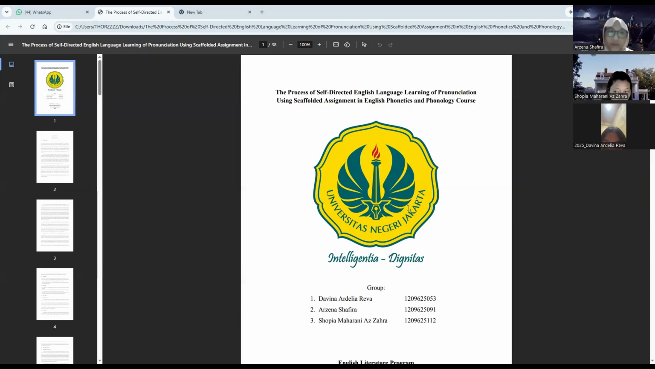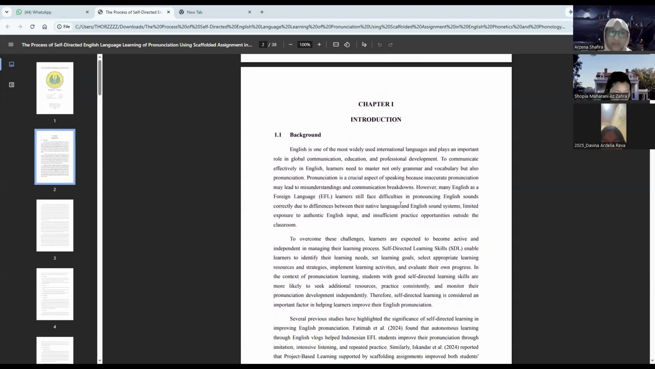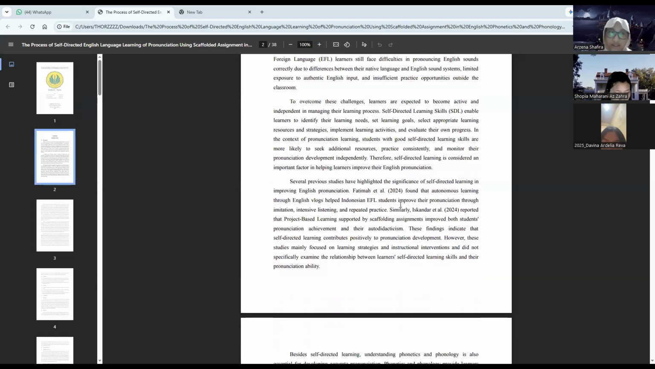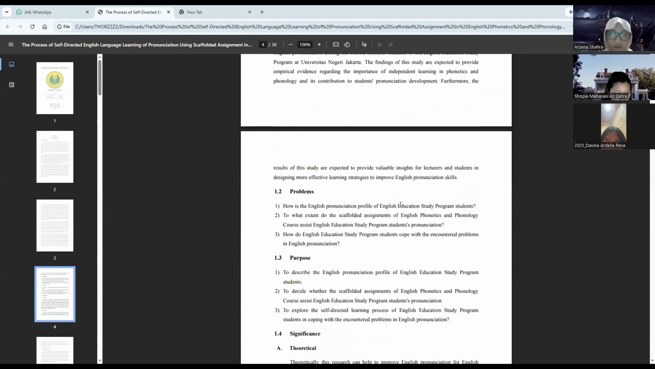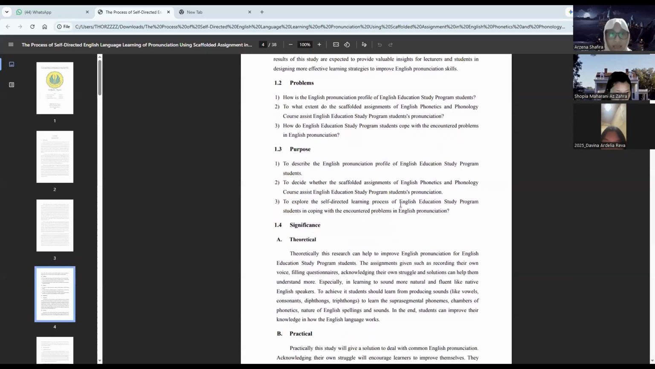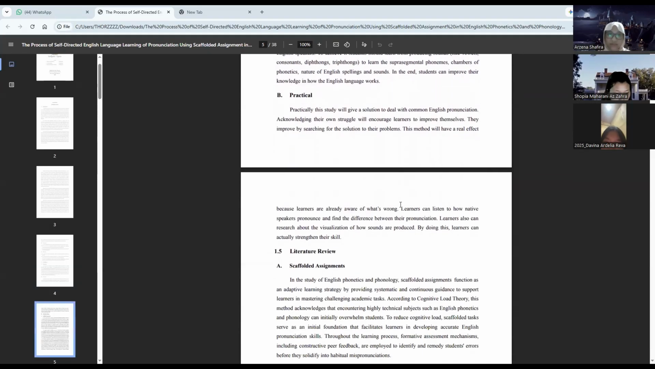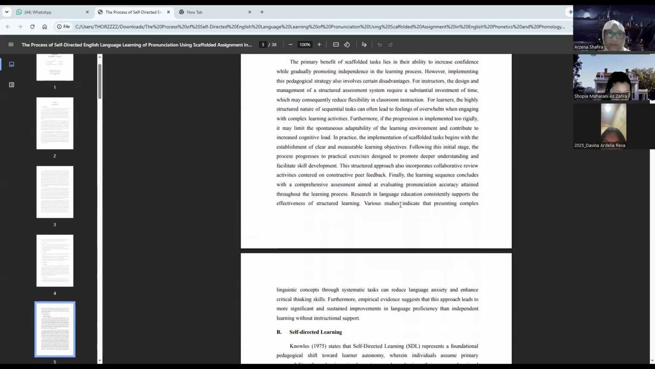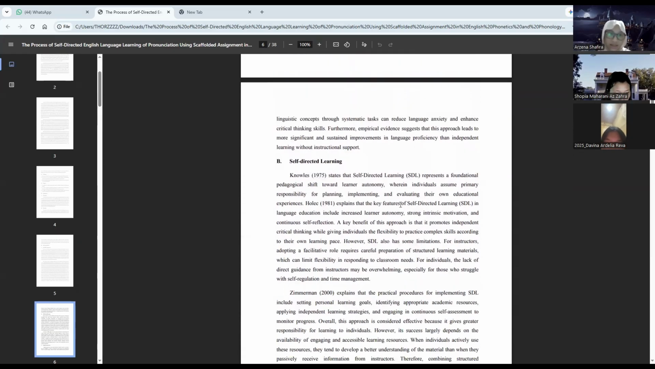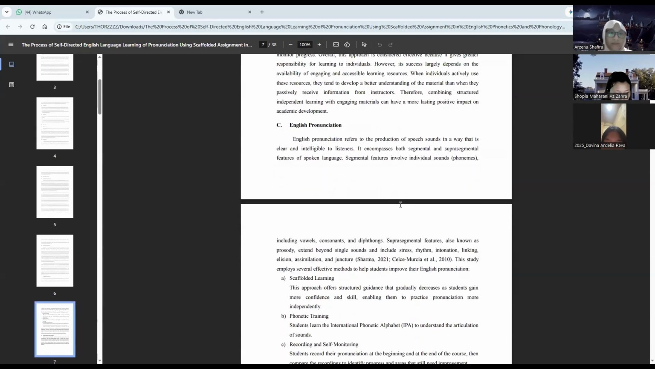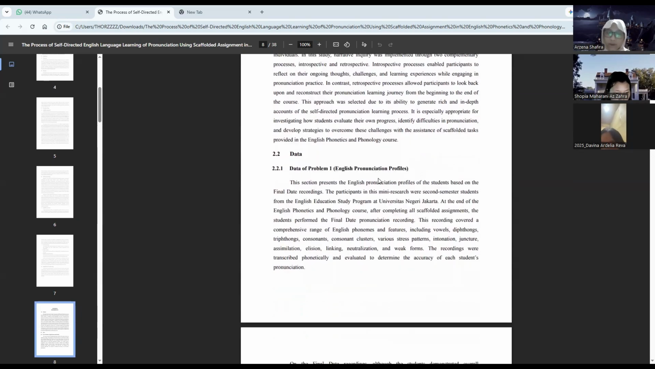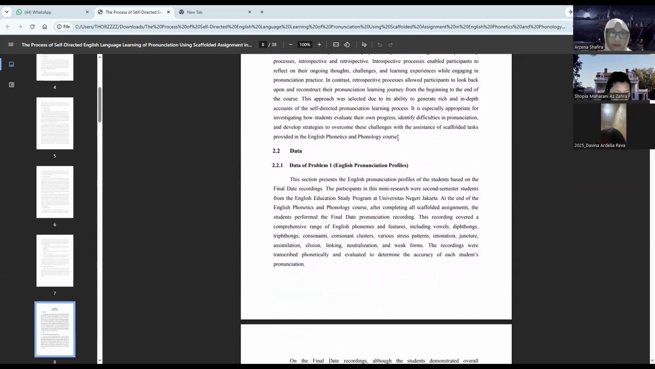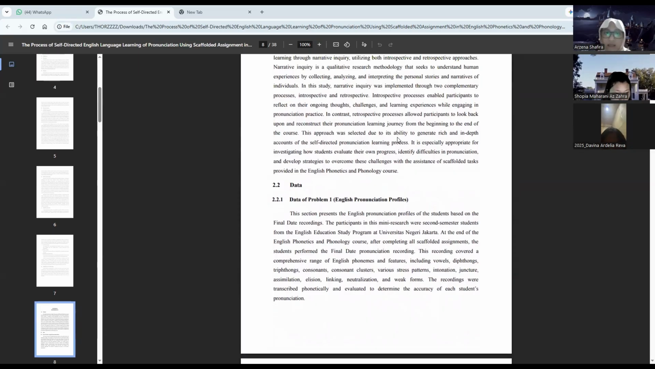In this study, we investigated how second semester English education students improve their English pronunciation through self-directed learning supported by scaffolded assignments in the Phonetics and Phonology course. Specifically, we examined three main aspects: the students' pronunciation profile, the effectiveness of the scaffolded assignments, and the self-directed learning process students used to overcome pronunciation problems. So let's move on to the methodology.